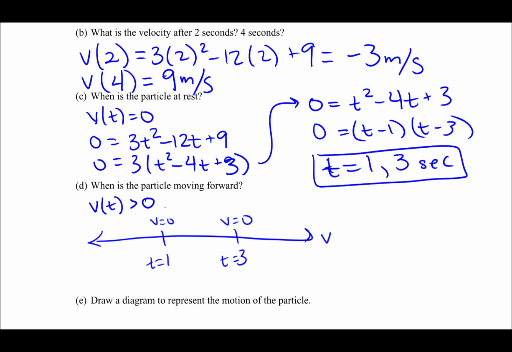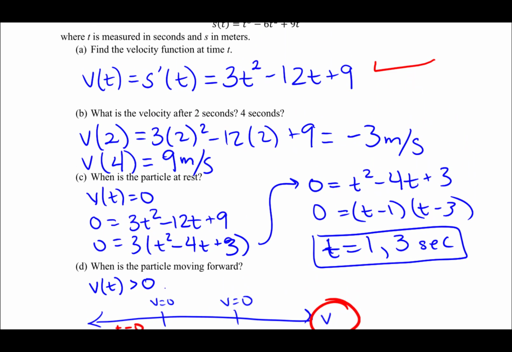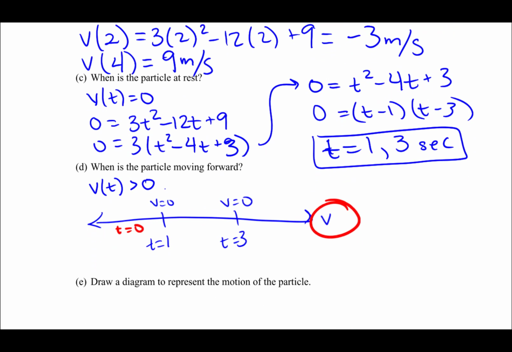For example, less than 1, I could pick t equals 0, substitute that into our velocity function, which we found earlier in part A. And if I substitute the 0 into this expression here, I get 9, which is a positive number. So coming back to part D, I can say, well, velocity is positive on that interval.